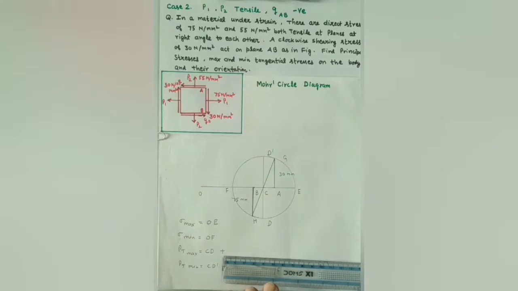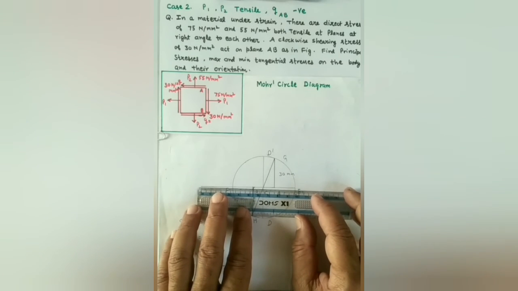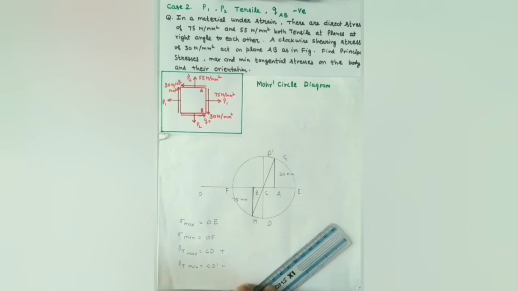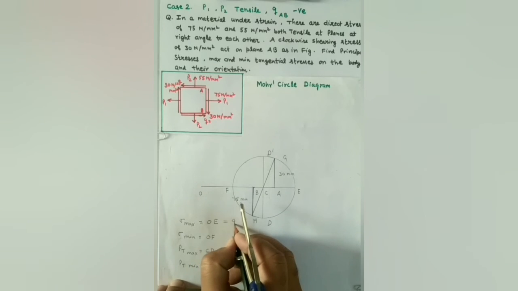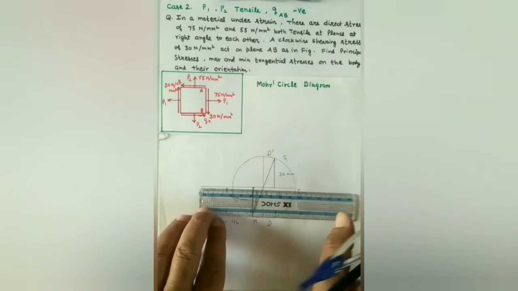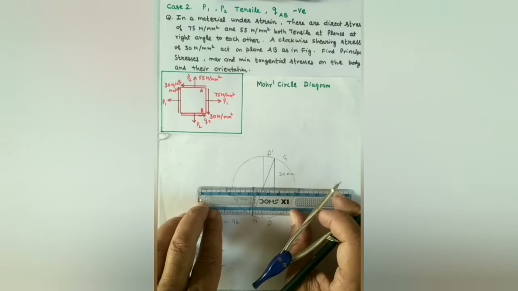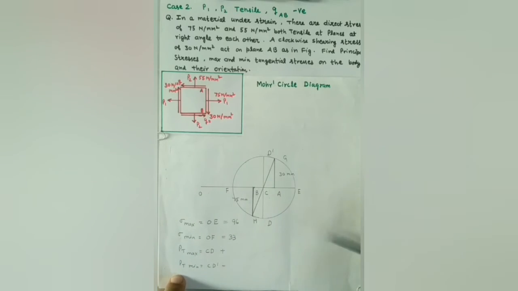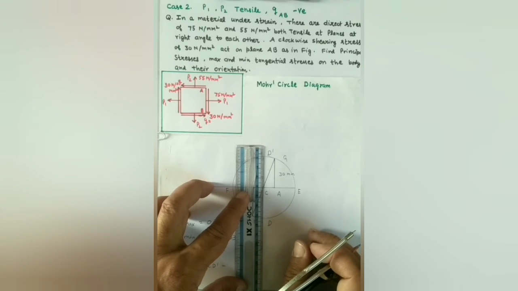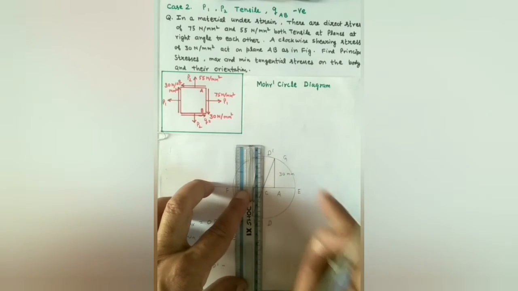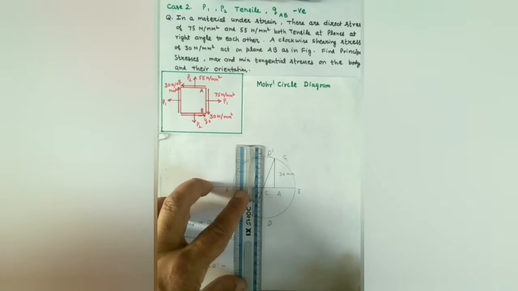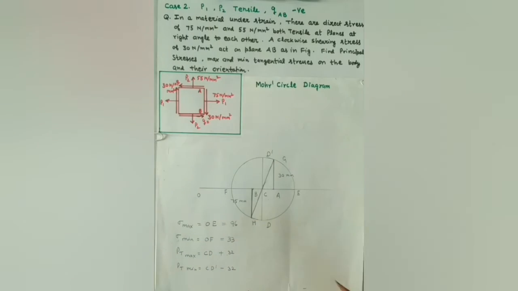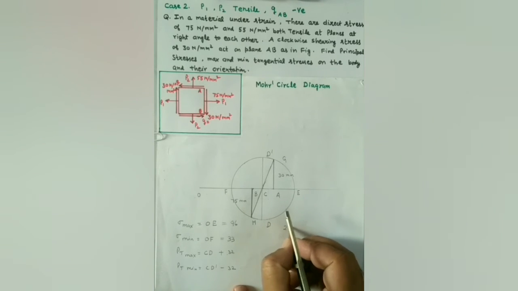Now let us measure these lines. So OE is measured to be 96 mm. So sigma max is 96, and sigma min is OF, which is measured as 33. So sigma min is 33. PT max is the length of CD. So measuring CD, we get PT max equal to 32, that is plus, and PT min will be minus 32.